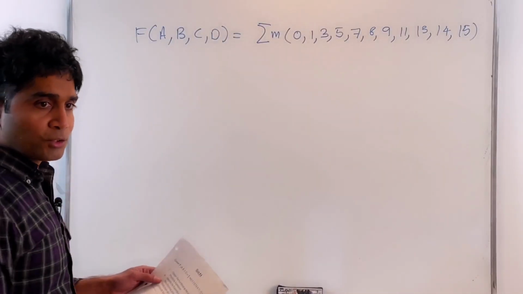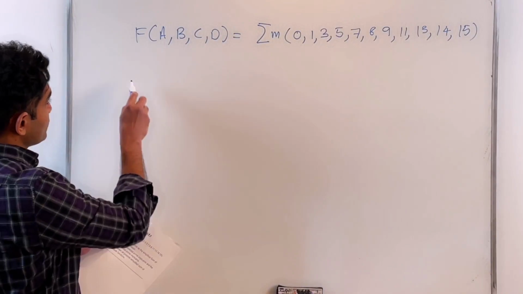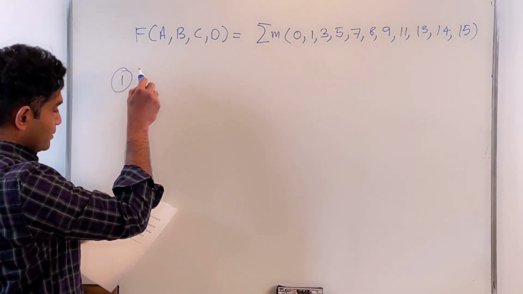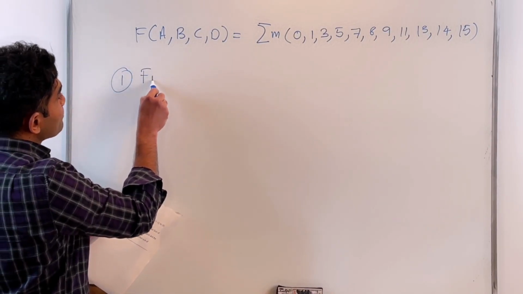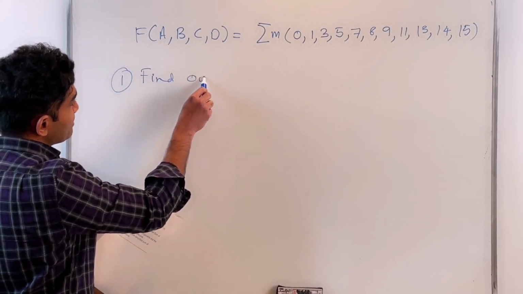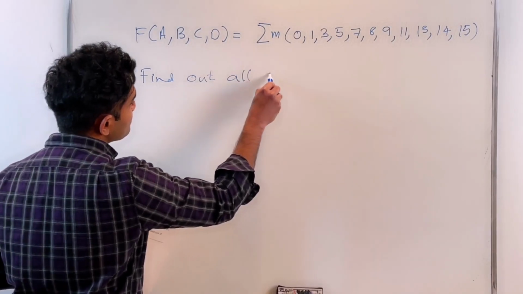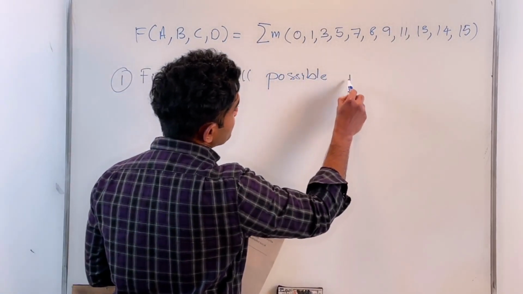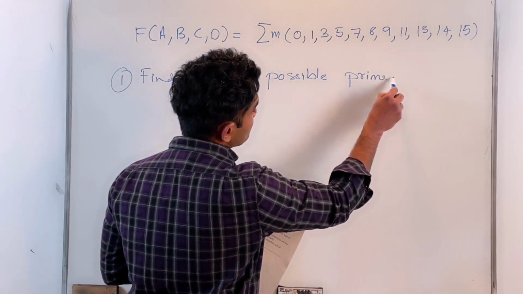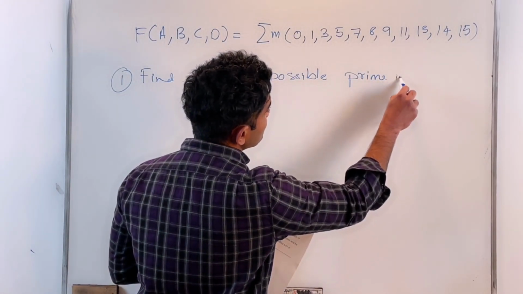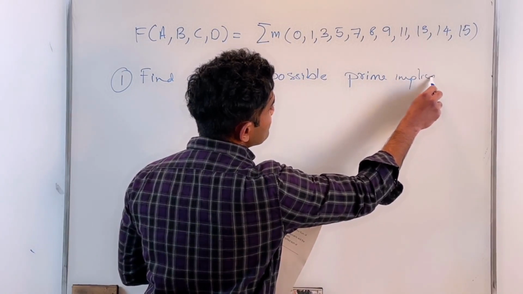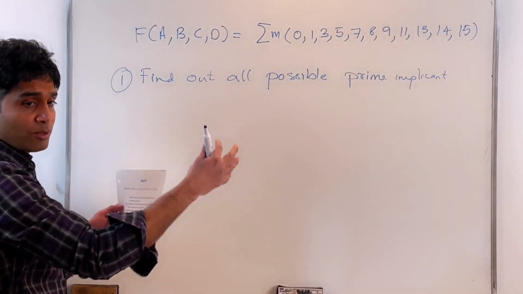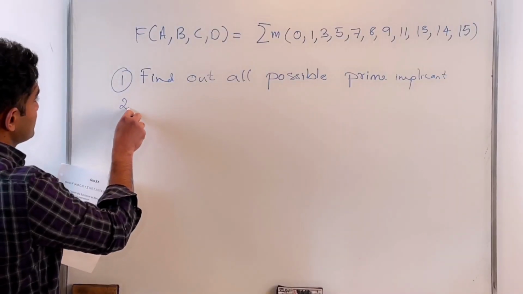So what you're asked to do is, first of all, find out all the prime implicants. Find out all possible prime implicants for this particular function. So draw your K-map and look at all possible combinations of adjacent ones, or maximum or prime implicants in this case.